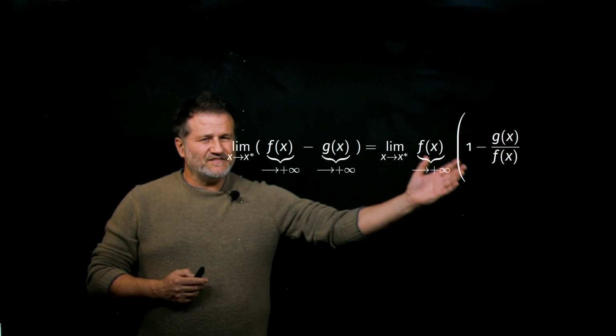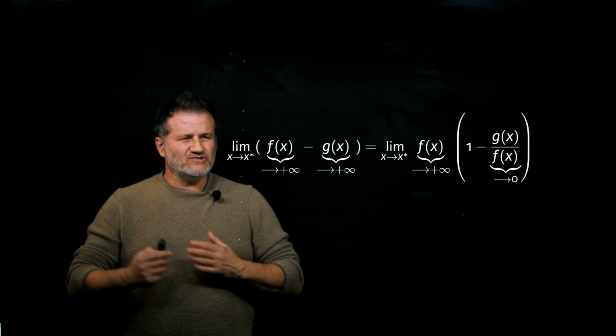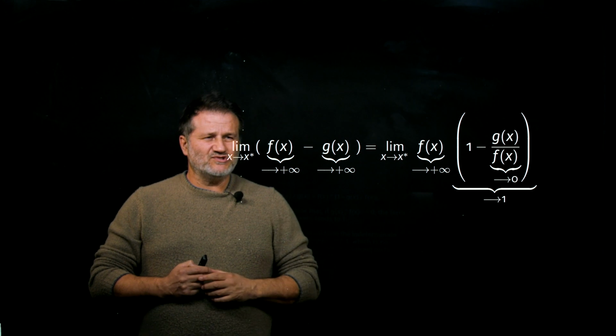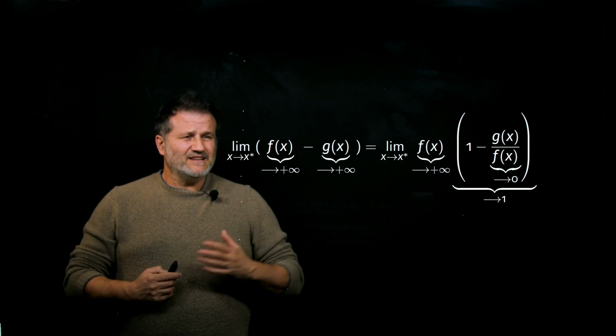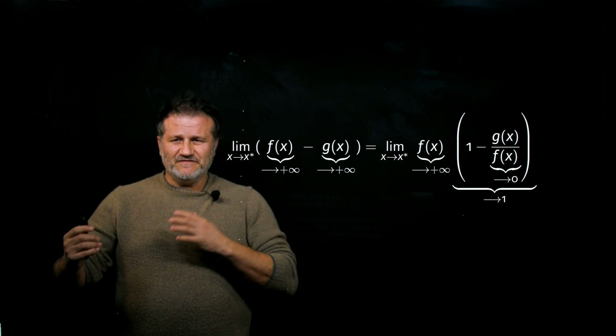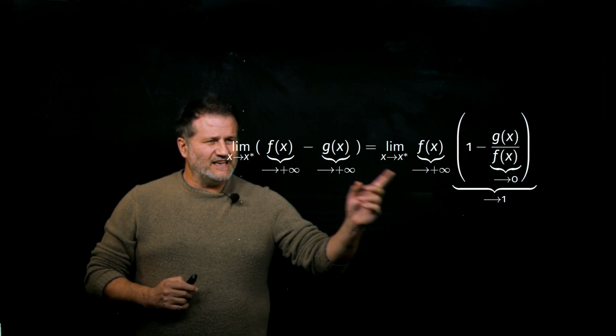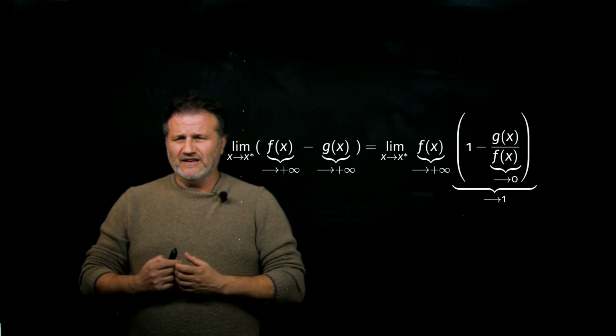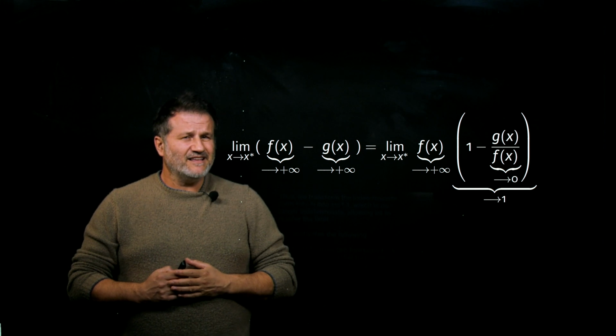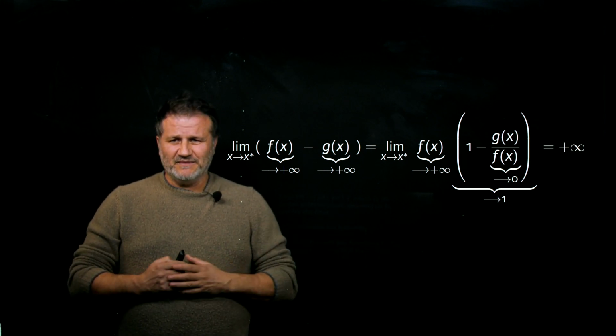Now, it is clear that if this fraction goes to 0 when x goes to x star, the parenthesis goes to 1, and we transformed the indeterminate form plus infinity minus plus infinity into plus infinity times 1, which is no longer indeterminate, allowing us to resolve the limit. This motivates the following definition.